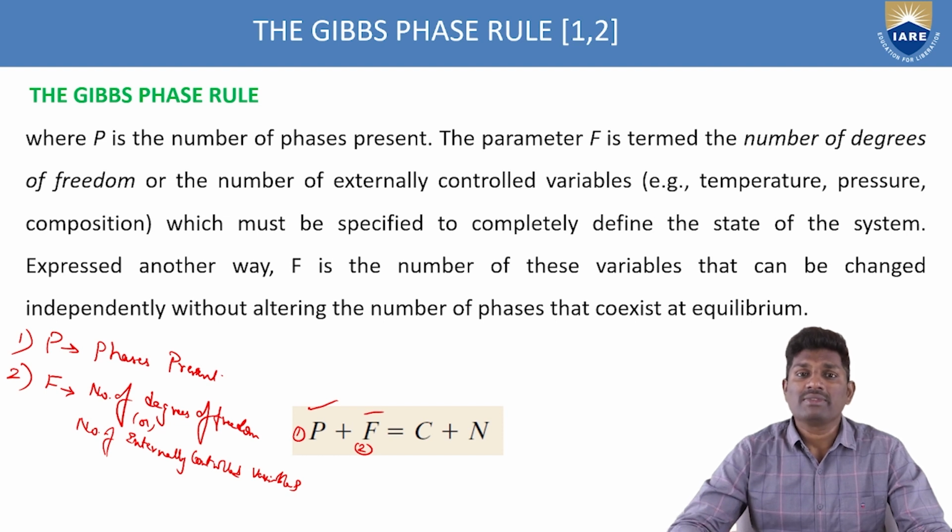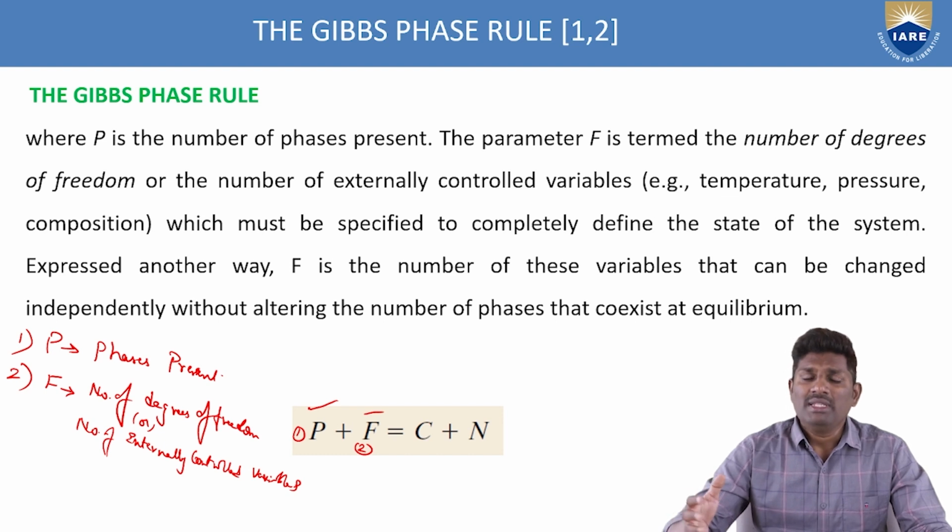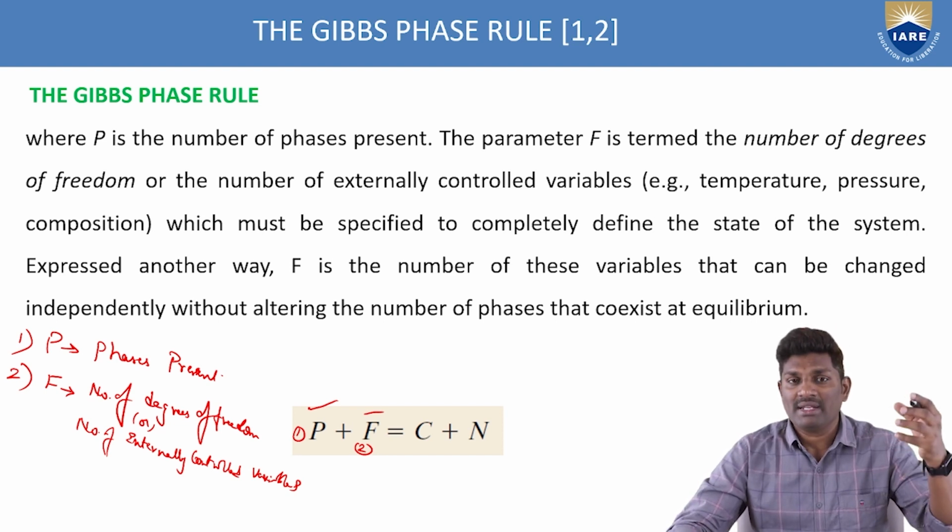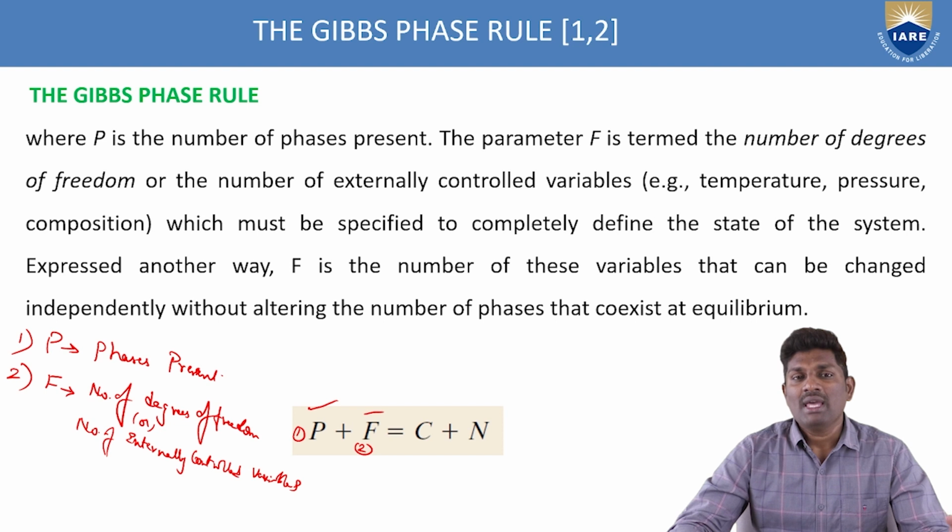In the earlier sessions we have seen in the phase diagrams, the important parameters we need to draw the phase diagram are the temperature, the pressure, as well as the composition. These three parameters we can control externally. I can increase or decrease the temperature. In the same way, I can increase or decrease the pressure, and also I can vary the composition of the materials. So these are the three parameters which I control externally.